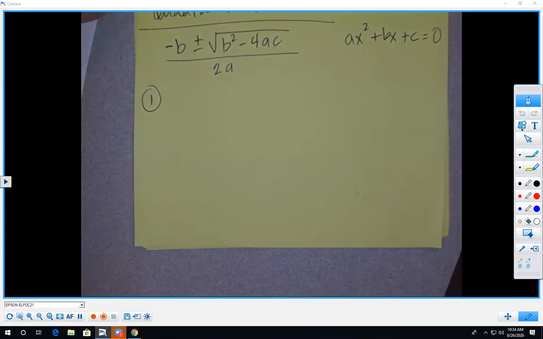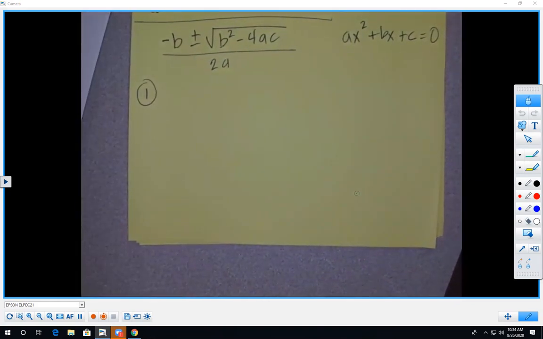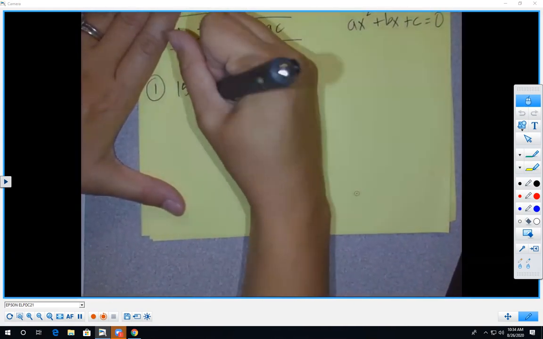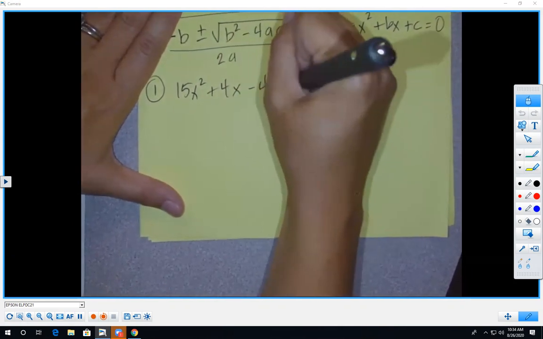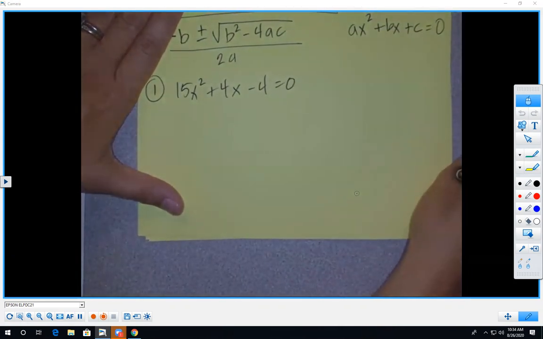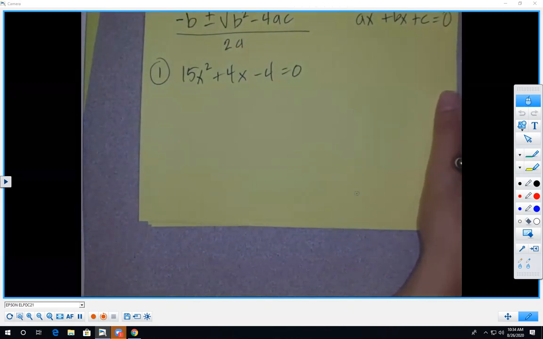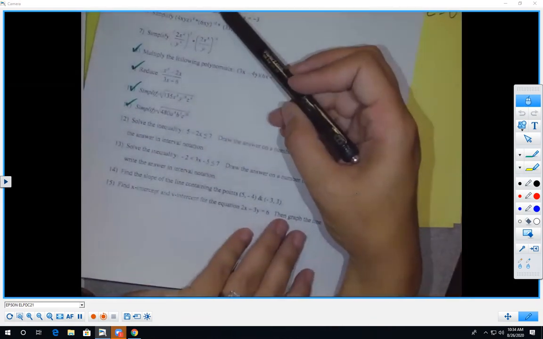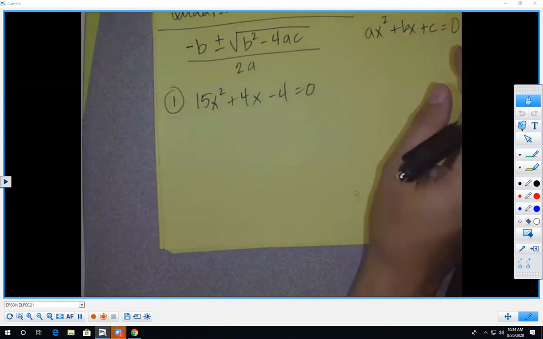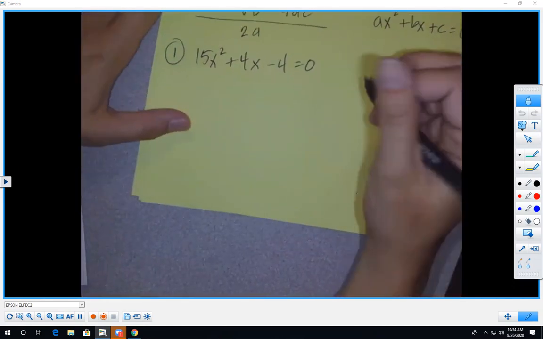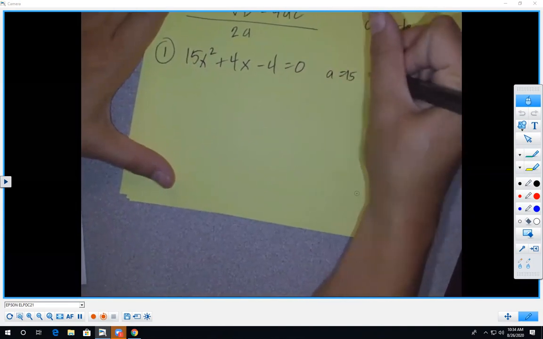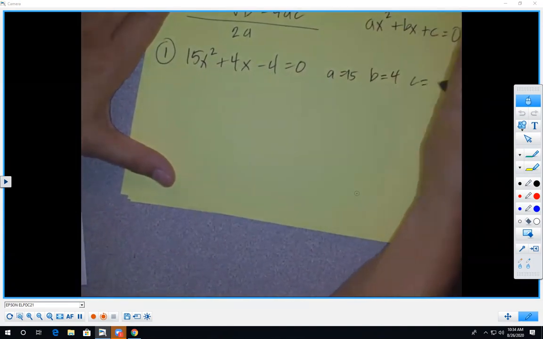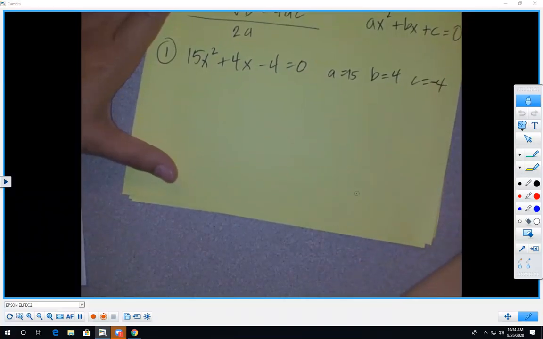So our first problem, let's do this one. 15x squared plus 4x minus 4 equals 0. Oh, that's actually number 4. That's okay. This is actually problem number 4 on your comp review page. Okay, so what's my a value here? A is 15. What's my b value? 4. What's my c value? Negative 4. Plug those into your formula.